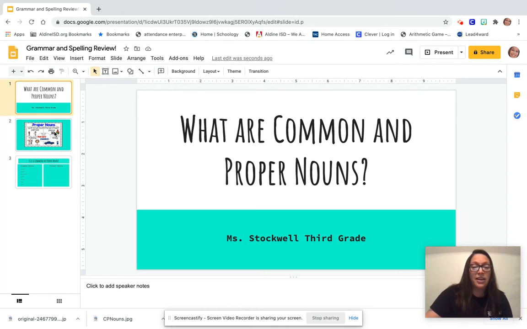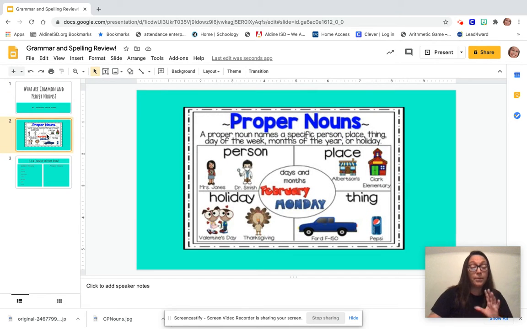So let's go on. Proper nouns are nouns that name a specific person, place, or thing. They could name a specific day of the week, or a specific month, or a specific holiday. Now, common nouns are just nouns we use every day to describe things like chair, table, store, restaurant. So let's look a little bit deeper.